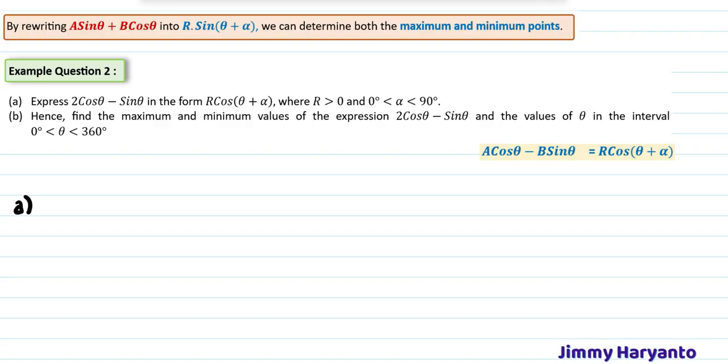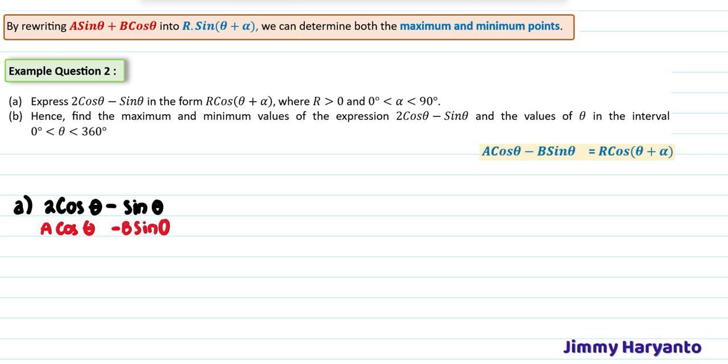For question A, we have 2 cos theta minus 1 sin theta. If there is no number, that means 1. And then the question wants you to change it into R cos(theta plus alpha). We already have the formula right here, and the form is the same as the formula, so we can determine a and b easily. So a equals 2, b equals 1, and then from here we can find the R.